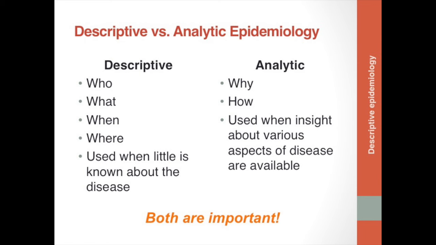The goal of descriptive epidemiology is to describe disease or exposures in populations by answering questions about who, what, when, and where. The goal of analytical epidemiology is to find the causes of diseases in populations. That means that it answers questions related with why and how, and it provides useful insight about different aspects of disease. Both approaches are important, but in this session we're going to focus on descriptive epidemiology.